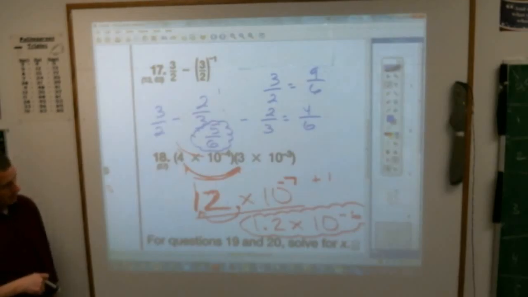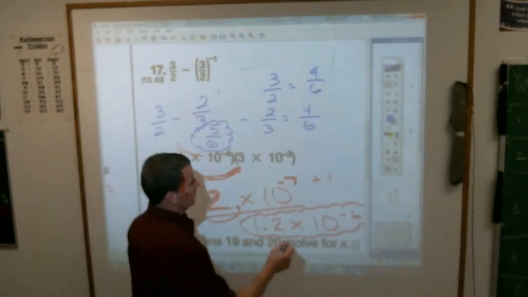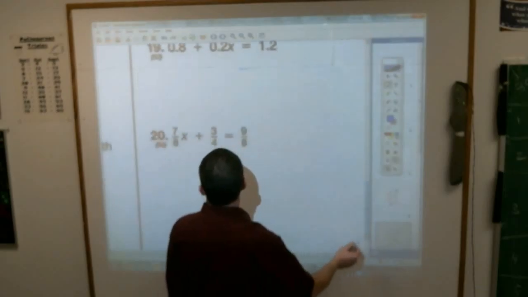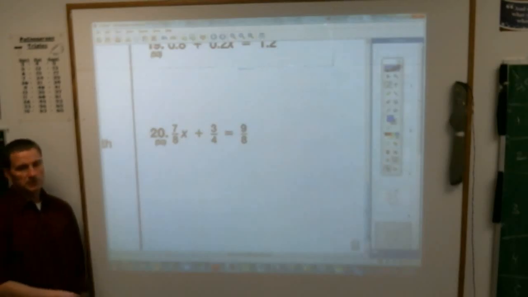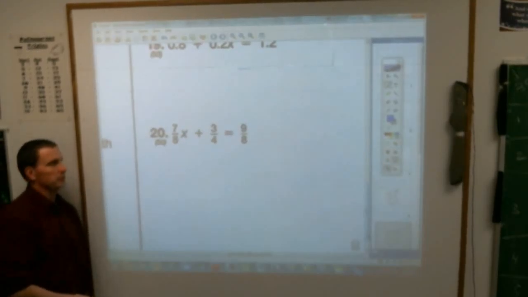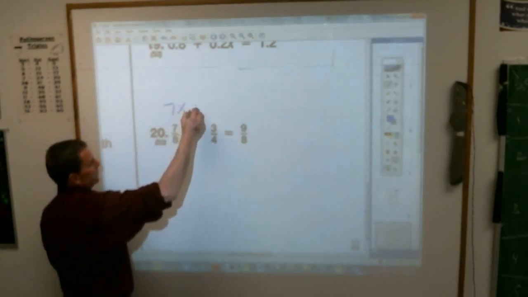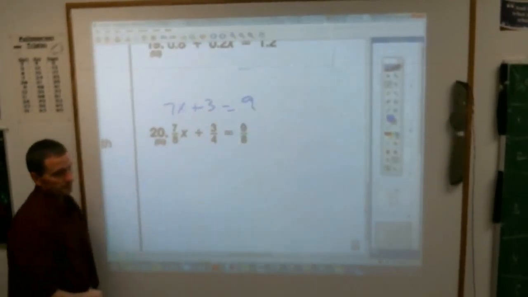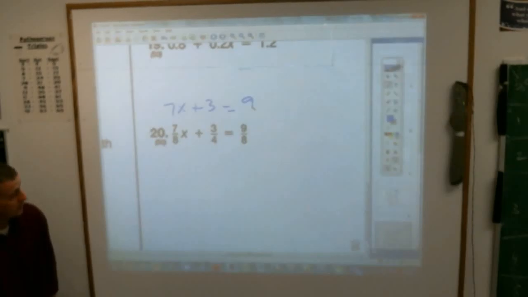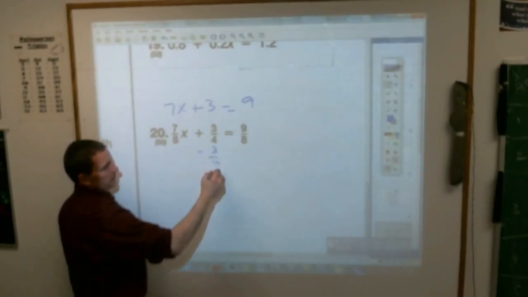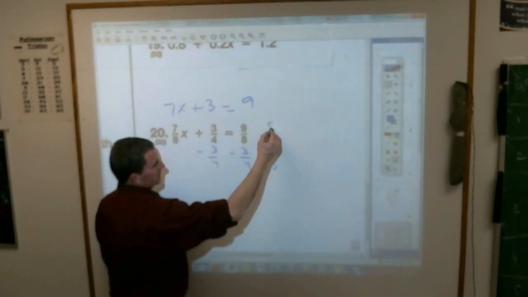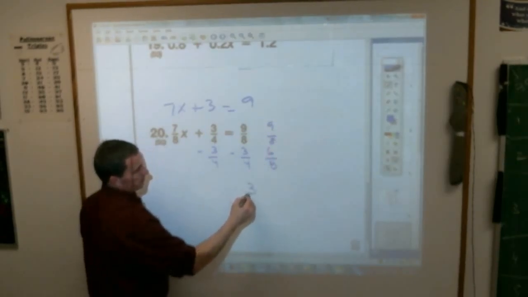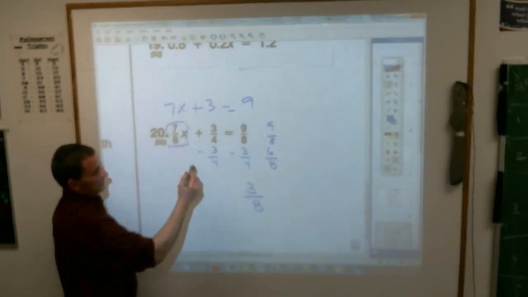Kebron, thoughts? How do you think you solved that? If they were numbers, what would you do? Kebron, if this said 7x plus 3 equals 9, what would you do first? Subtract what? Right, so you do that with this. You subtract the 3/4. That is 9/8 minus 6/8. And I get 3/8. I still have 7/8 over here.